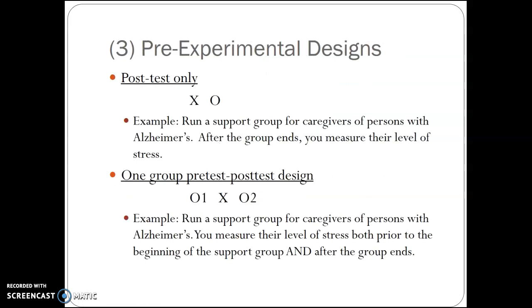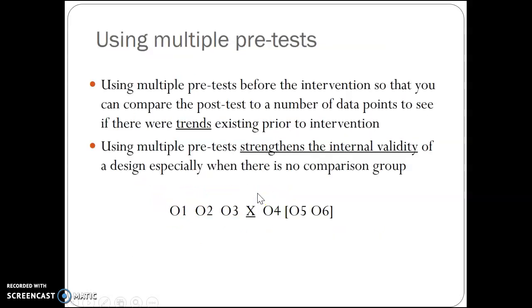Most of you will probably be using some type of pre-experimental design. You might have some intervention, and then you give out a survey, a one-time measurement. These are less sophisticated, but it's okay. That's the best we can do. That's what this notation is showing. You run a support group, and then you take your measurement, let's say stress levels, afterwards. This is a one-group pretest, post-test. Maybe you measure stress levels before the support group, you run your support group, and then you measure stress levels after the support group.